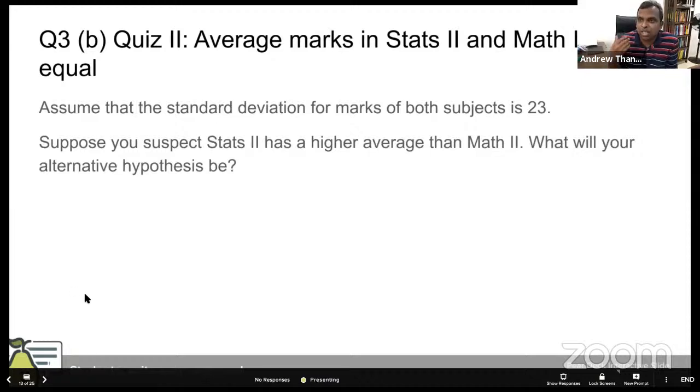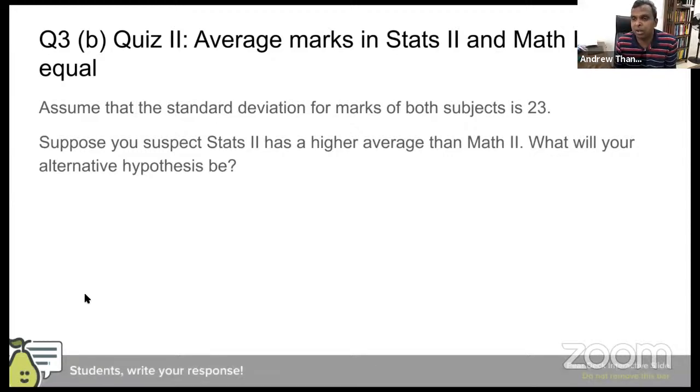Now here is a suspicion against which my alternative is going to be derived. My suspicion is that Stats 2 has a higher average than Math 2. It's a very reasonable suspicion. I think many people might suspect that. I don't know. At least people in the Stats 2 class might suspect that. So it has a higher average than Math 2. Maybe not. I don't know. I mean, I didn't write quiz 2, so I don't know. So in that case, what will your alternative hypothesis be?